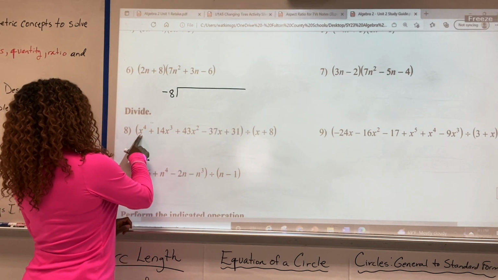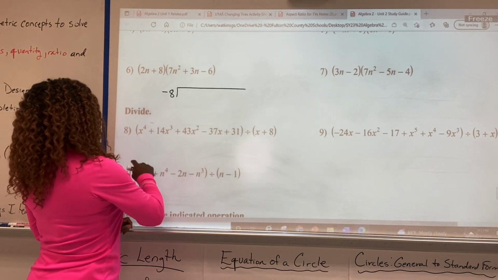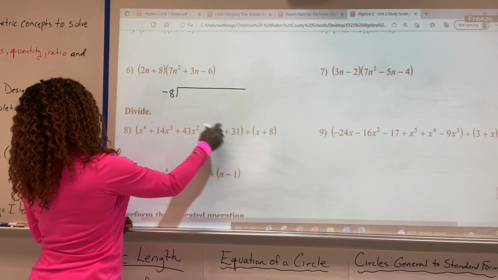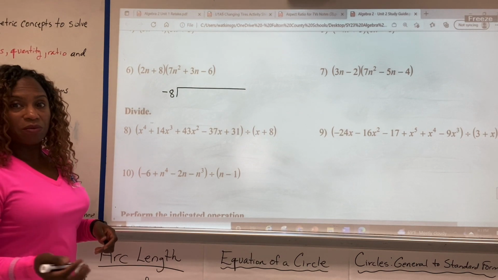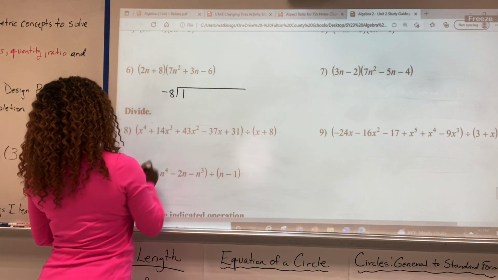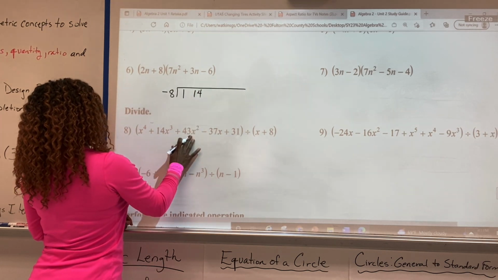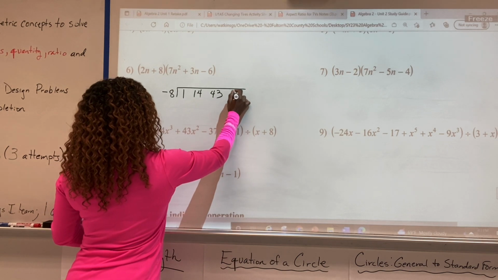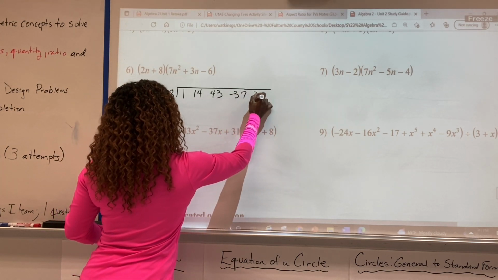For the first coefficient, for the x to the fourth, notice that these are in descending order: fourth power, third power, second power, first power, no power. The coefficient of x to the fourth, since I don't see any number there, is 1. So I'll put 1 here. The next coefficient is 14, then 43, then negative 37. And lastly, my constant 31 goes here.